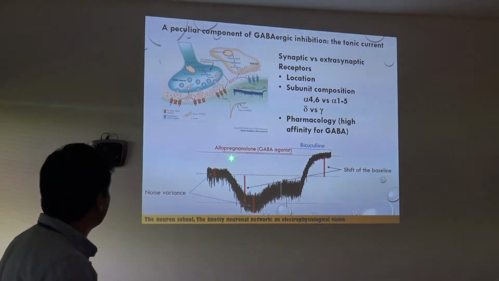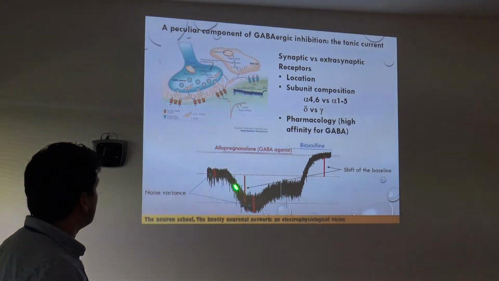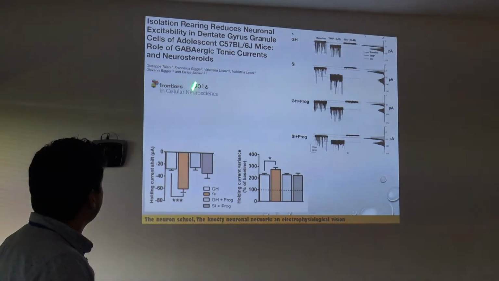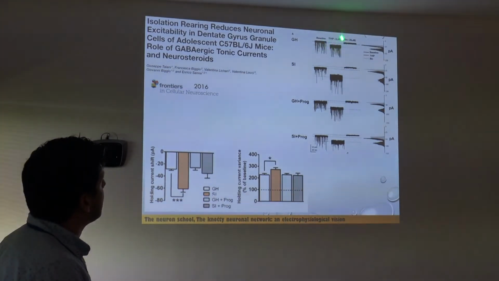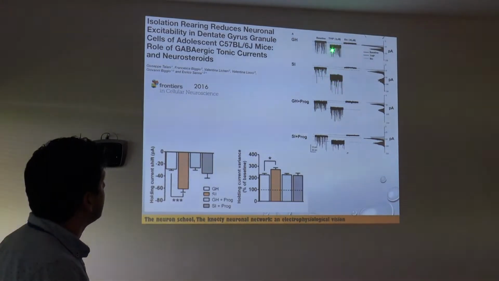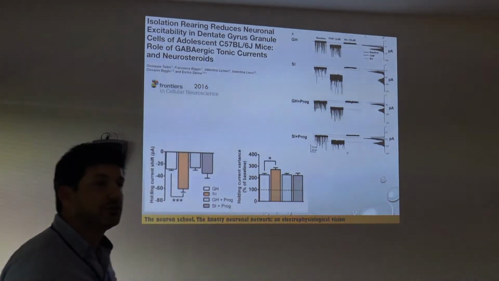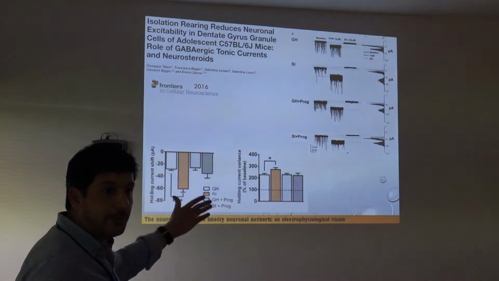Okay. So as you can see, if you apply a GABA agonist in this case, you have the shift of the baseline to a negative level, and you have the increase in the noise variance. Okay. And again, we published this paper in which you can see that the isolated neurons have an increase in the tonic component. You can see the shift applying the agonist is much bigger in the isolated animals with respect to the control ones. And even the noise variance is much bigger here with respect to here. Okay? I want to show you just a few samples of the papers just to demonstrate that it's possible to make some easy experiments to have a paper ready for publication.